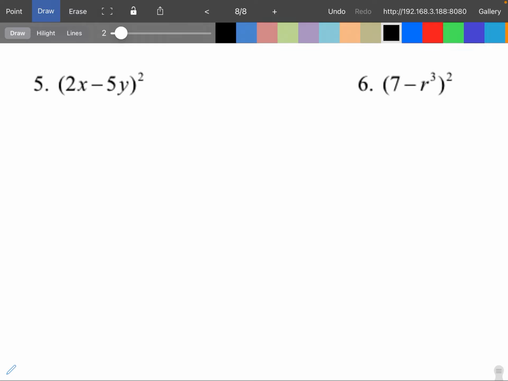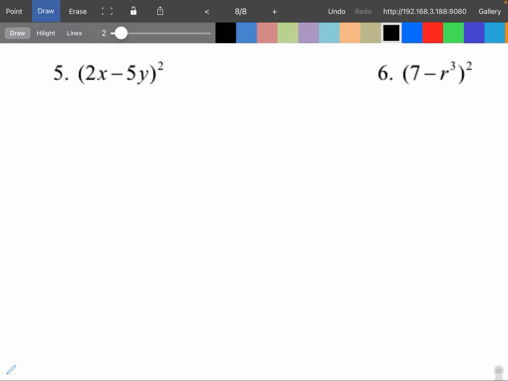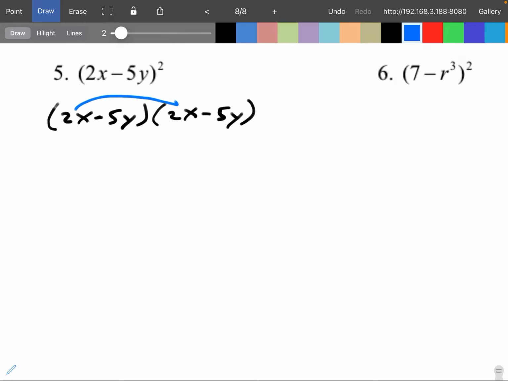All right, number 5. Let's do that one. I think we'll skip 6. So we're going to do the same thing again. We're going to do 2x minus 5y, that quantity times itself. We're going to do the 2x times both of these terms, and then the negative 5y times both of these terms. So again, just like Wednesday, we're just doing the distributive property twice.